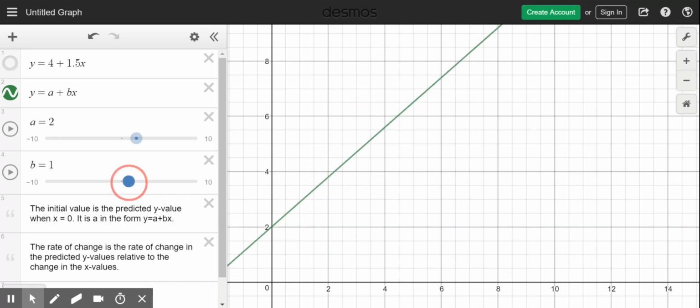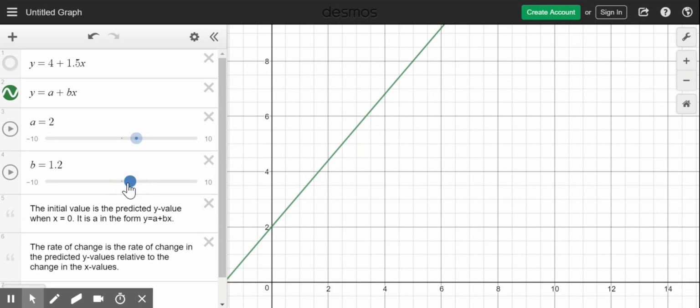Let's move this to, say, 1.2. This is the rate of change. It's the steepness of the line, right? And it's positive when it's going up, 0 when it's flat, and negative when it's going down. So we need to measure the steepness of something. You need to know basically how much it rises or falls relative to how far it goes this direction.